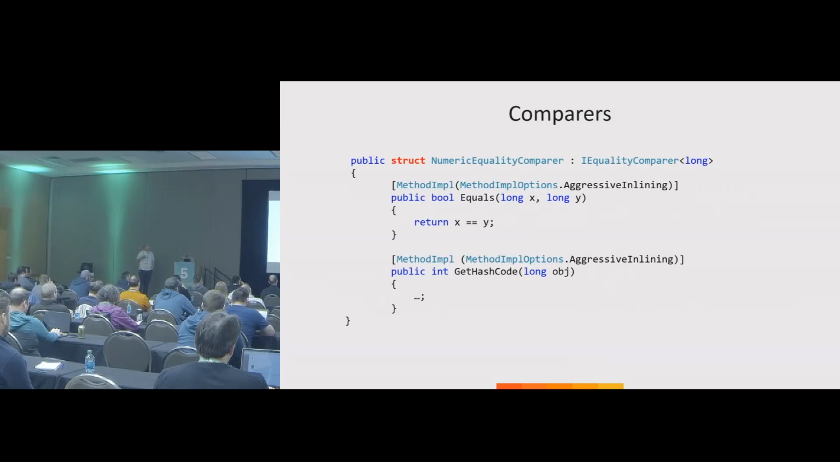So how would an equality comparer look like? Let's say that we have an equality comparer for long, with Equals and GetHashCode, asking the hash code from the long, which is not returning the same long. Important. You are going to kill your dictionary if you do so.